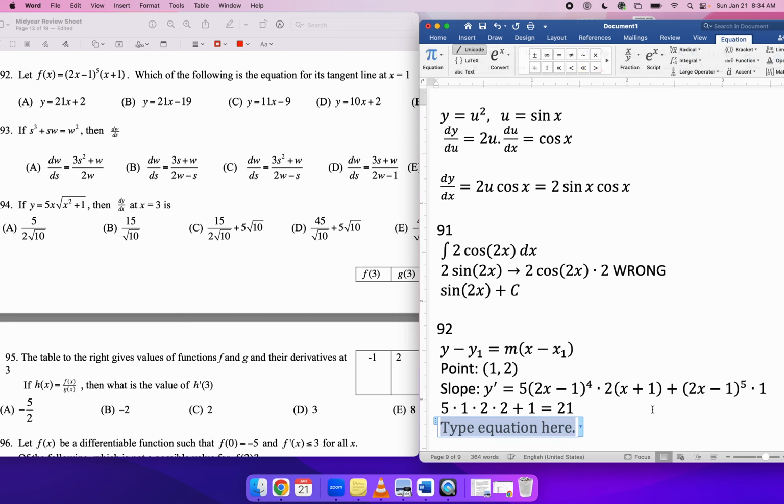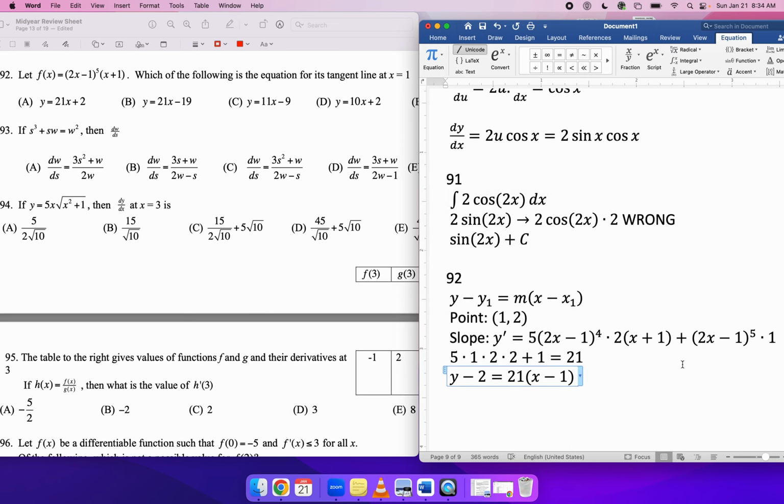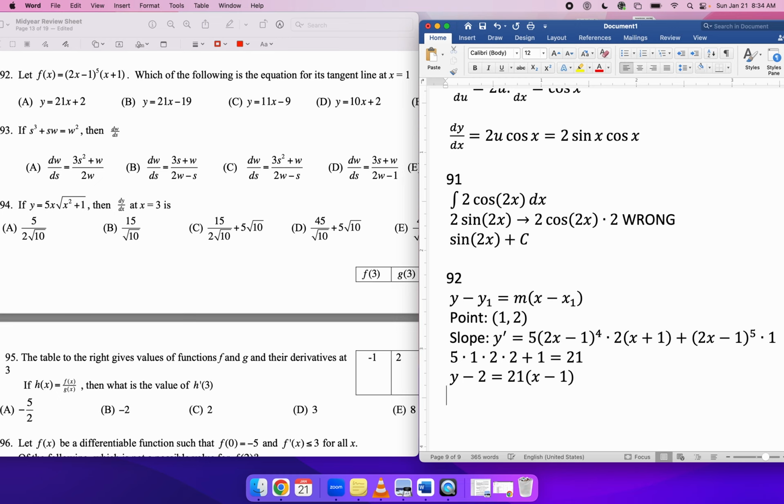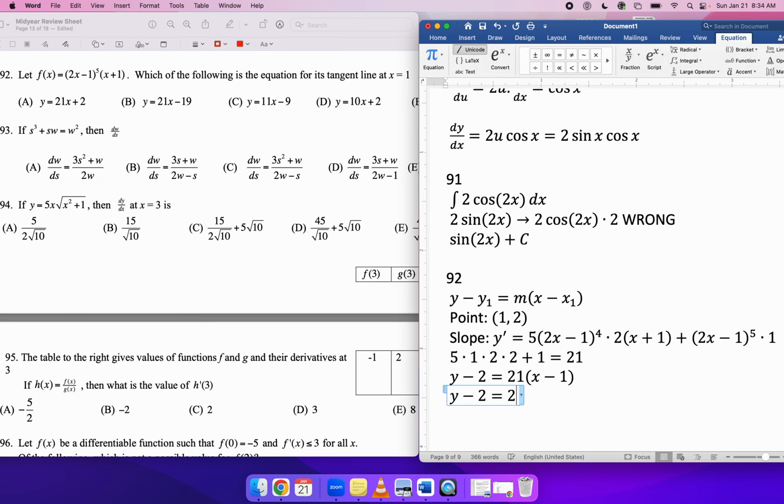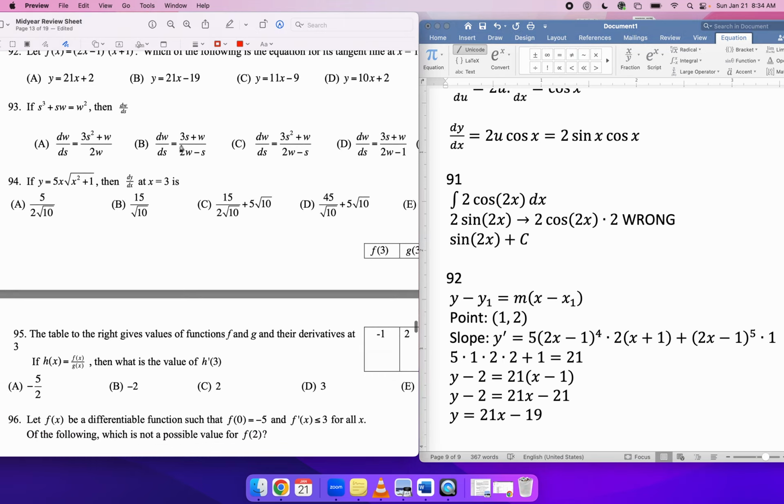So I think the equation of the tangent line would be y minus y1, that's 2, equals m, which is 21, times x minus 1. Of course, their equations are all written in y equals mx plus b form, like they solved for y. So let me solve my equation for y. That's 21x minus 21. I'll add 2 to both sides. I have y is equal to 21x minus 19. Okay, that is one of the options, so probably right.